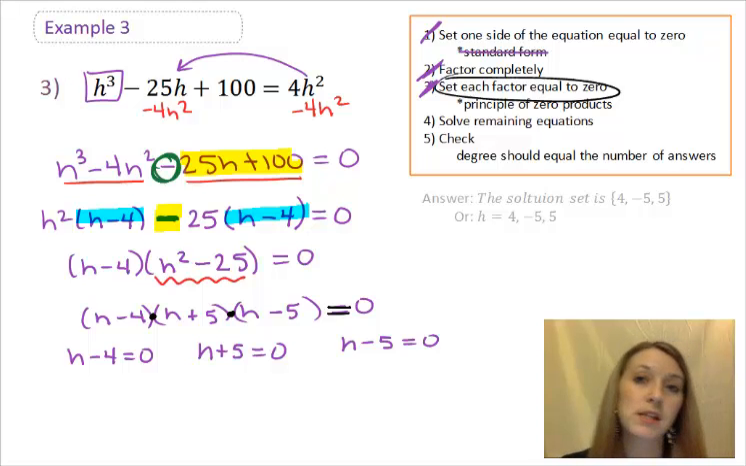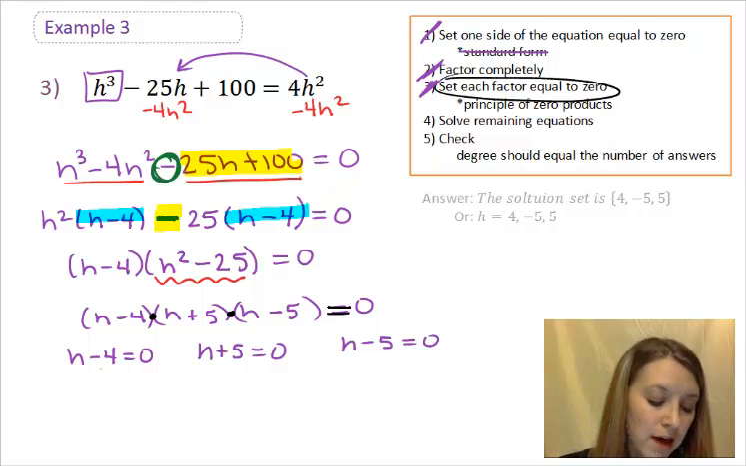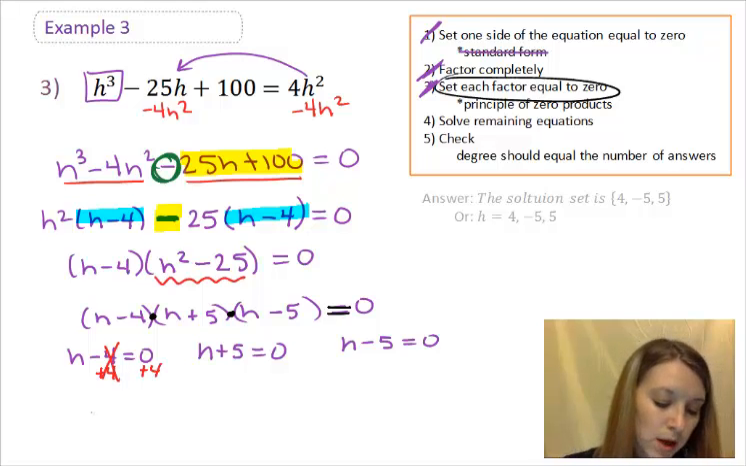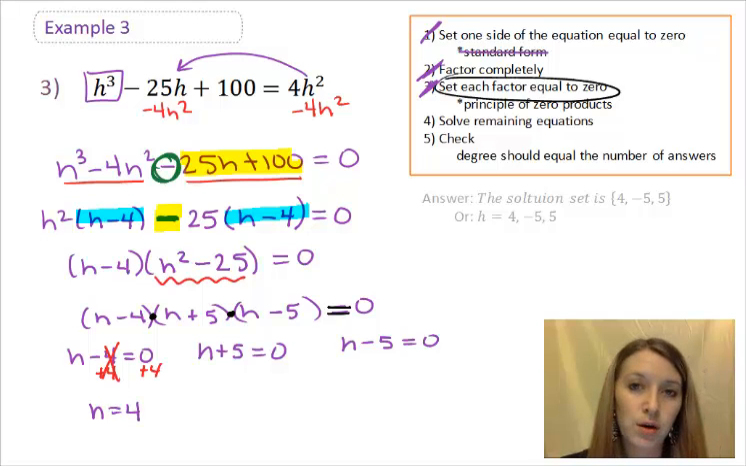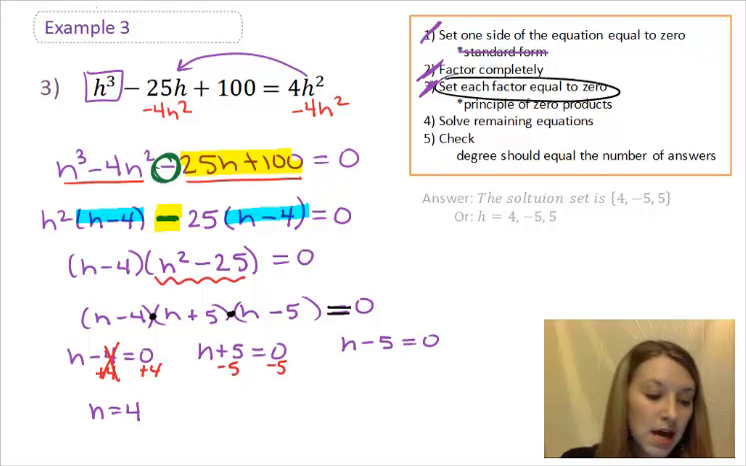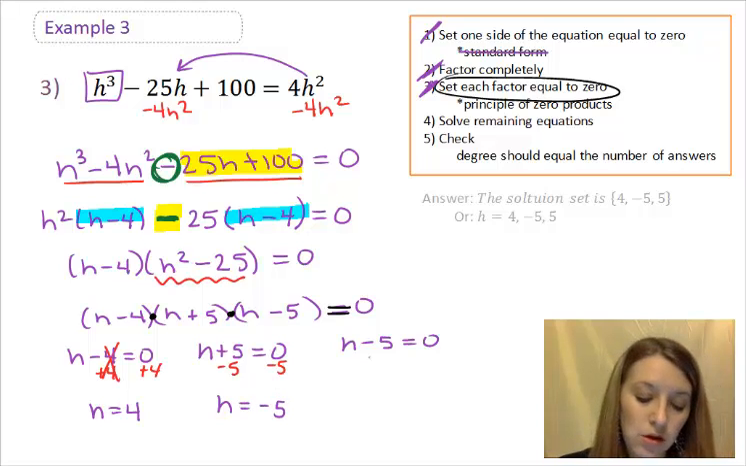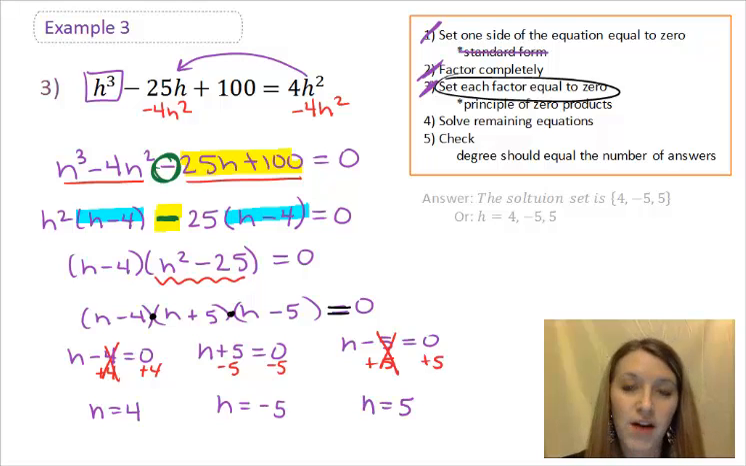I do this by isolating my variable by performing opposite operations. On my left, I add 4 on both sides to cancel those out. That leaves me with h is equal to positive 4. In the middle, I subtract 5 from both sides. That leaves me with h is equal to negative 5. And on the right, you add 5 to both sides, leaving you with h is equal to positive 5. So we have these 3 solutions here.